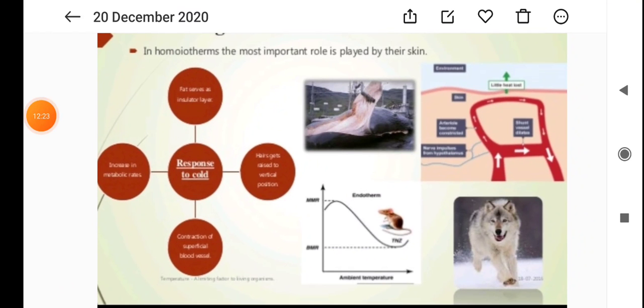Now the thermoregulation in case of homeotherms. In contrast to poikilotherms, birds and mammals can within limits maintain constant body temperatures regardless of temperature variation of air and water. Such animals are termed warm-blooded or the homeotherms.